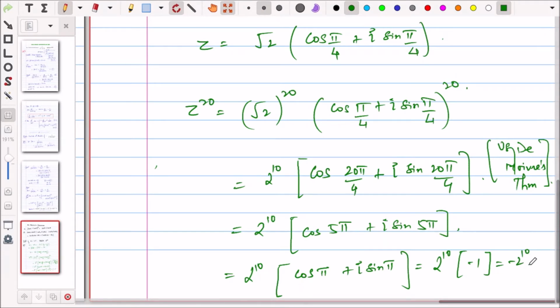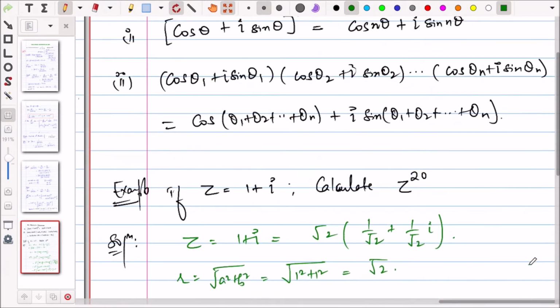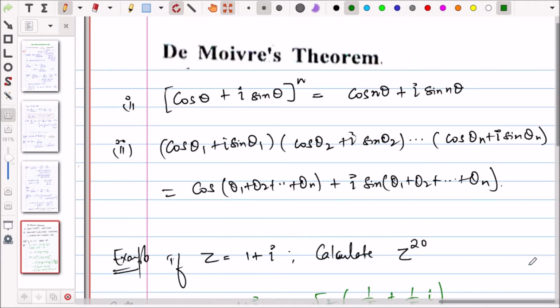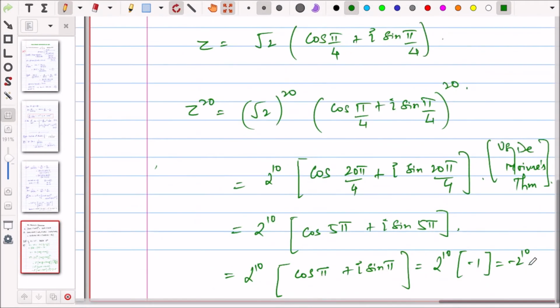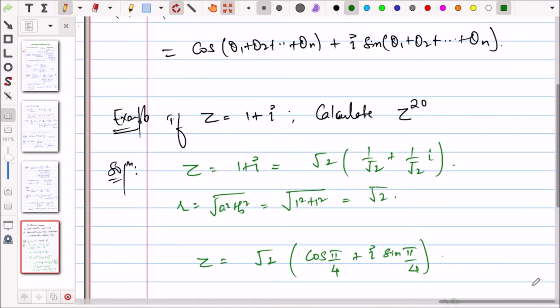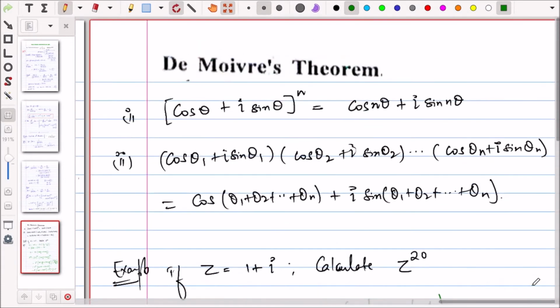So calculation becomes very easy when you use De Moivre's theorem. That's why this theorem is very powerful. You can solve many questions. We will see its importance in the next semester; this will be a complete chapter then. But for the while, you just need to remember this formula, that cos theta plus i sin theta to the power n is cos n theta plus i sin n theta, and these two formulas.